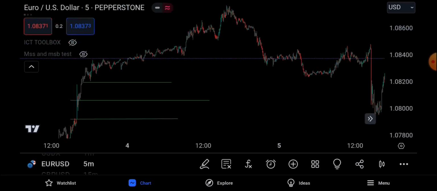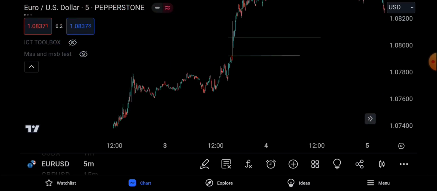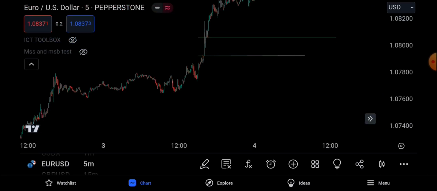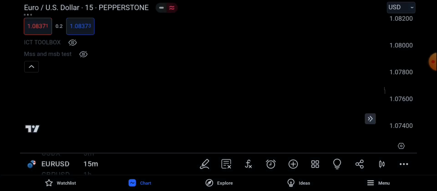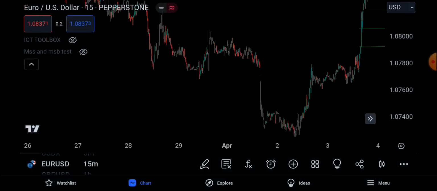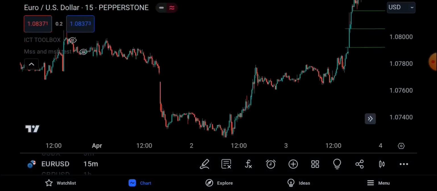Oh, I should have looked for these earlier to make this easy. Or maybe the 15-minute. And honestly, I have invented an indicator for this, so I'm not usually drawing out fair value gaps on the regular anymore. I just have the indicator do it.